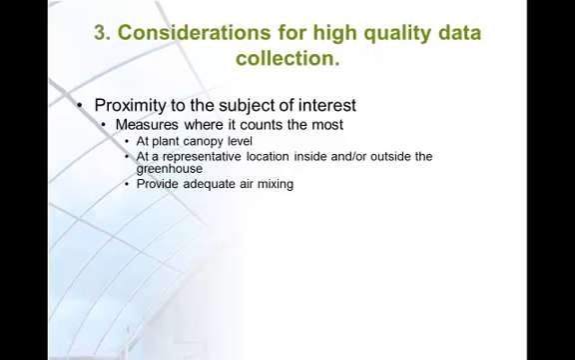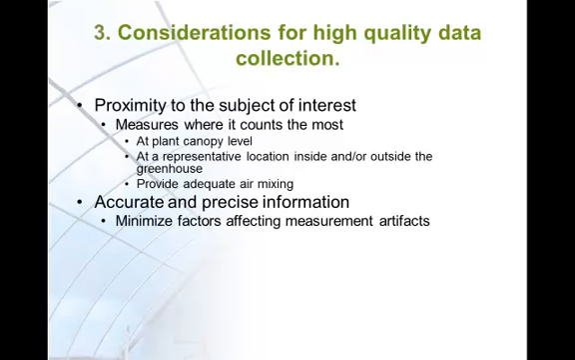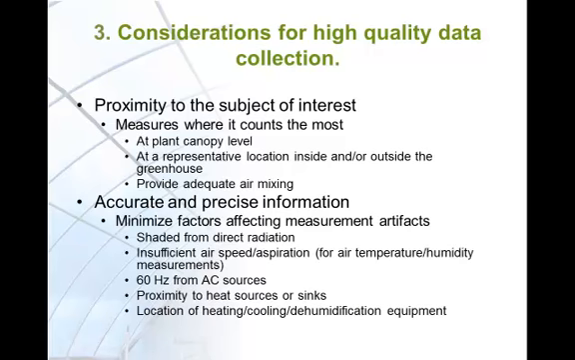For example, sensors should not be placed in the corners of the greenhouse because that would only represent a fraction of the greenhouse environment. The air in the greenhouse should be properly mixed to ensure key parameters are at equilibrium throughout the structure. High-quality data can also be obtained by minimizing factors affecting measurement artifacts. Shaded areas can provide significantly different data than areas in direct radiation.